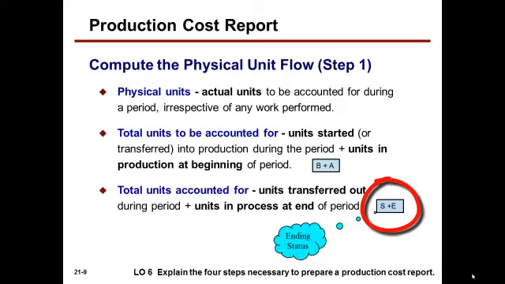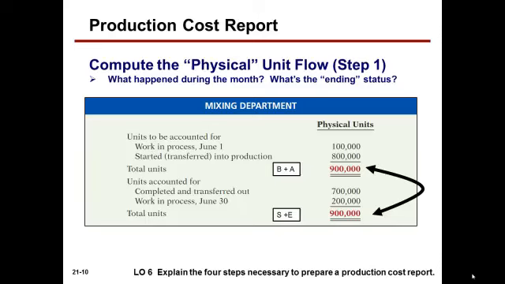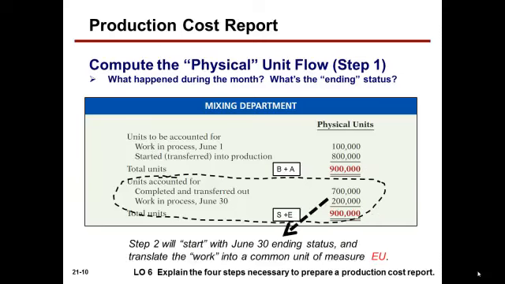Units completed, which are transferred out of the department, and therefore the dollars assigned will need to be subtracted from the work in process, and the ending E units, which are costed and remain behind. So step 1 determines what happened during the month. What do we have at month end in terms of the S and E statuses? That will be the starting point for step 2 in translating that total work into a common unit of measure, the EU, the equivalent unit.